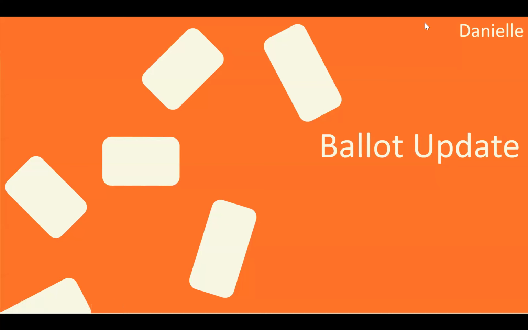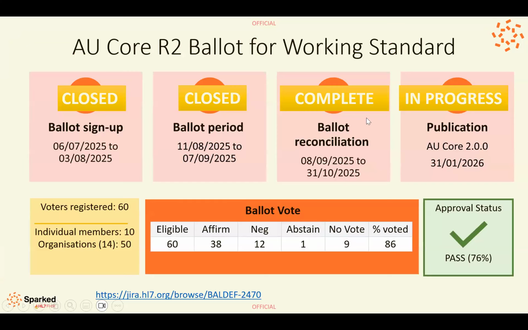But let me go into ballot update. So, well done, everyone. We have completed ballot reconciliation. We've done that within the time that we wanted to, which was pretty amazing. So we're now in progress around publication. And while the withdrawal is out, it doesn't impact our approval status. We've met the criteria for publication.